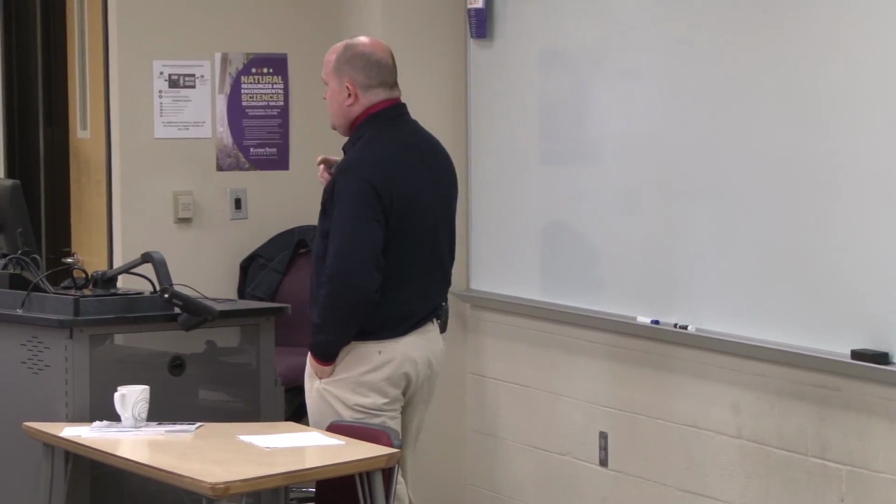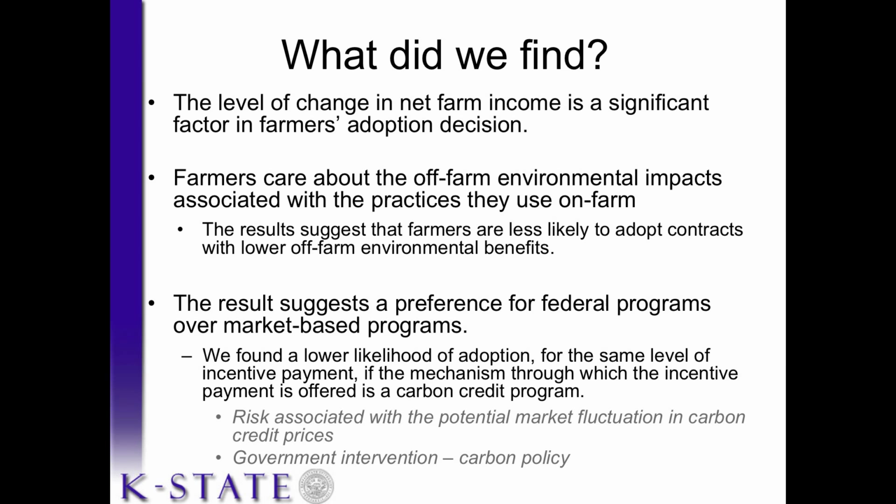And what this allows us to do is get their preferences on differences related to conservation and the environment and the options within this contract. So what did we find? Well, obviously the level of net farm income is important. I would hope, and so that was highly significant. Surprisingly, and we didn't know what to expect here, farmers care about off-farm environmental impacts. What we found is that the higher the off-farm environmental impact, the more likely they are to adopt. And there was a preference for federal programs because of the uncertainties in the market-based programs that currently exist.